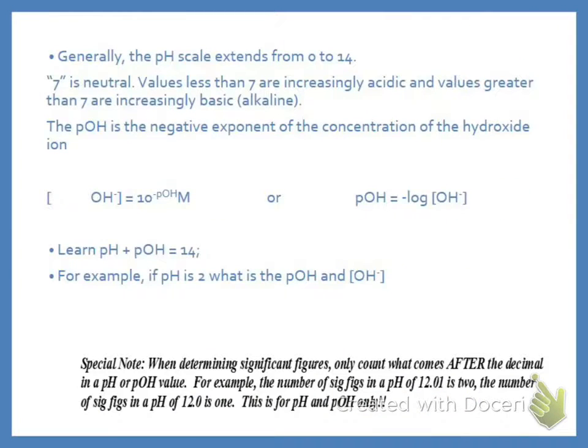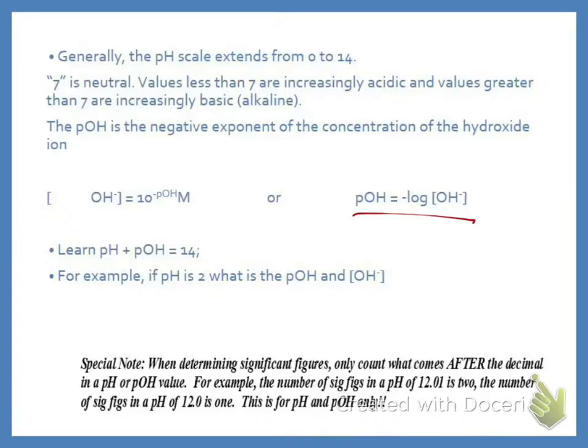So generally the pH scale is from 0 to 14. 7 is considered neutral, meaning I have the exact same concentration of hydrogen and hydroxide. When we're finding pOH, it's very similar, except now instead of a hydrogen concentration, we have OH, the hydroxide. Same formula as negative log.